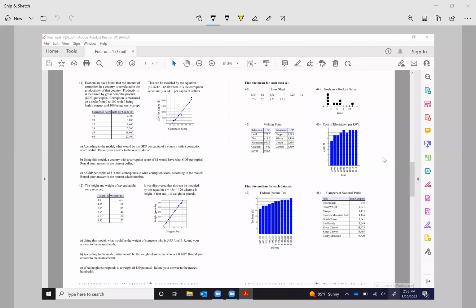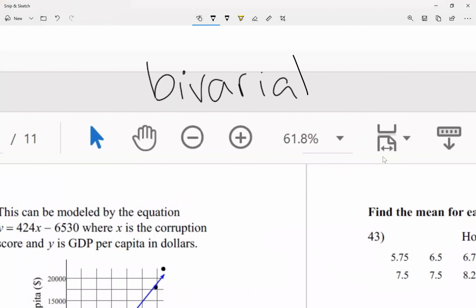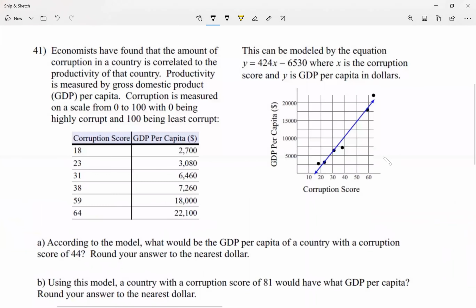All right, for today, we're going to analyze bivariate data. Bivariate, let me write that down. Bi basically means two. Variate means variable. So I'm going to be dealing with graphs that are dealing with two variables, two things that change. So here, question number 41.